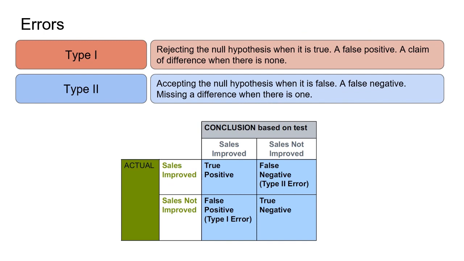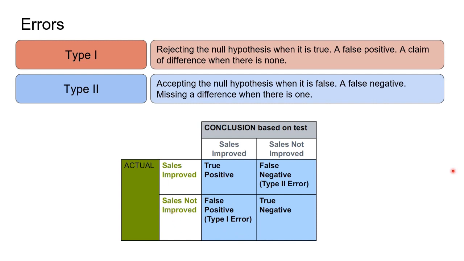Since this is a probabilistic exercise, we have to be concerned with the possibility of errors. We could reject the null hypothesis falsely. If we do that, we have a false positive, where we have claimed a difference when there is none. This is a type 1 error. For example, we may have concluded that sales have improved when in fact they have not improved.